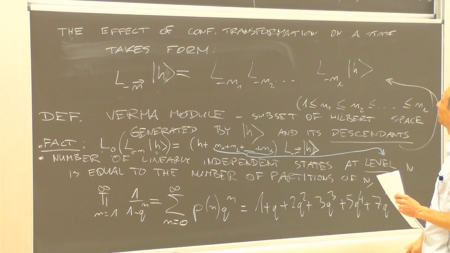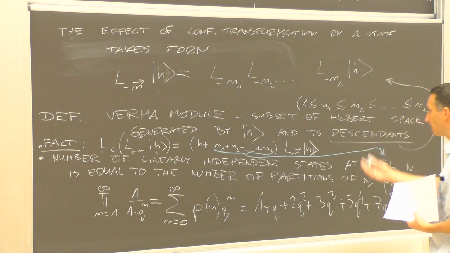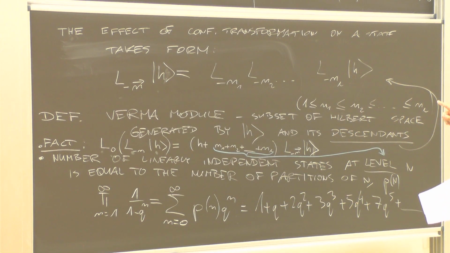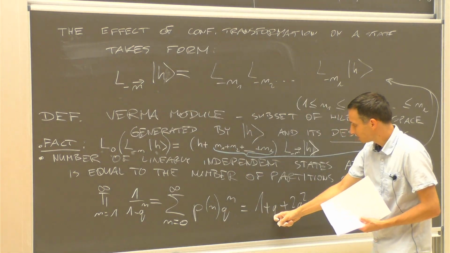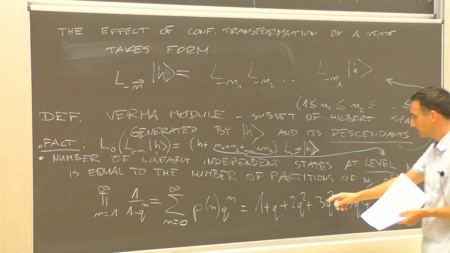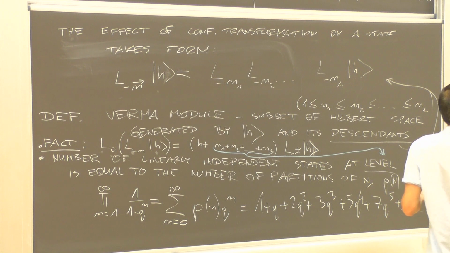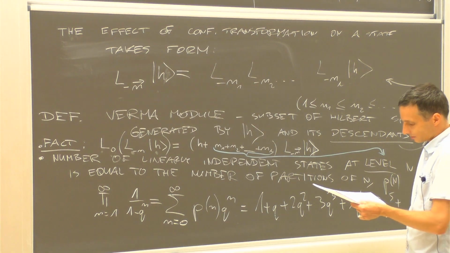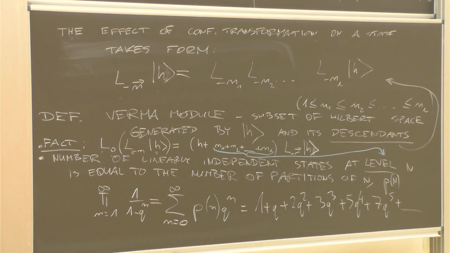So you have the original state, there is just one state which corresponds to this one. At level 1 you have just one state, which is obtained by acting with L-1 on this state, so this is 1, which is the coefficient of this q. On level 2 you have either the state L-2 or L-1 squared, so we have these two states, and so on. Okay, so for some time I will work with these descendant states and discuss their properties.